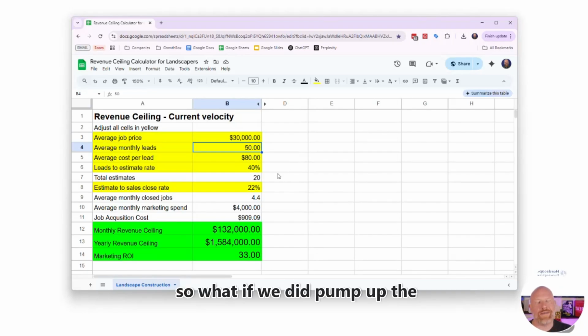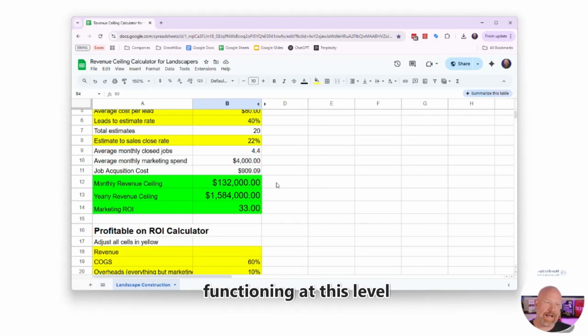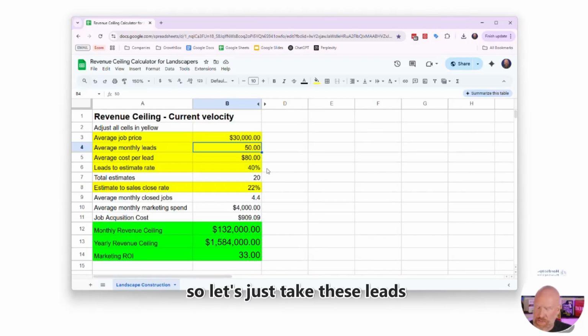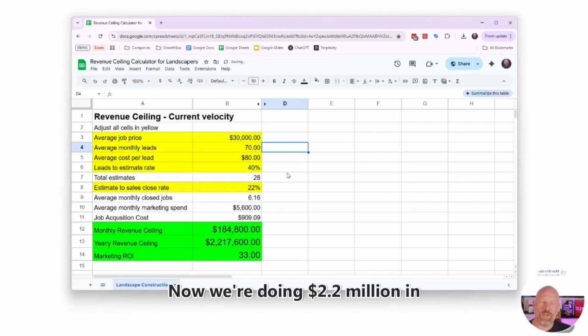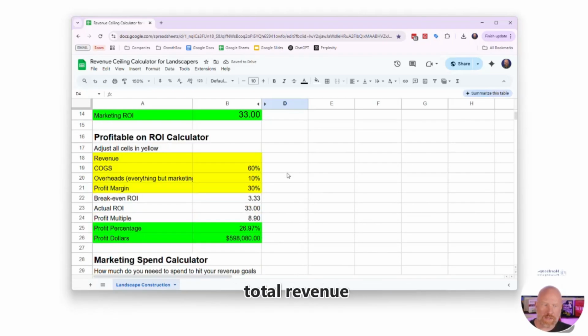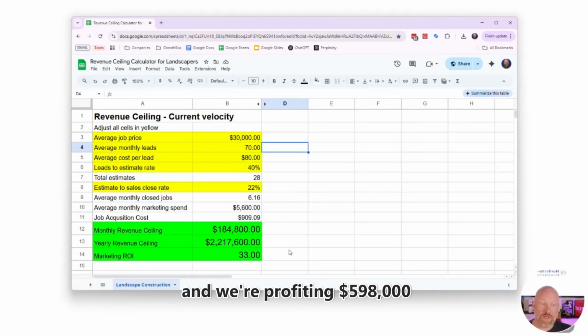Okay, so what if we did pump up the lead volume with a business that's functioning at this level? Let's just take these leads up to 70. Nothing else changes. Now we're doing $2.2 million in total revenue. That's our revenue ceiling, and we're profiting $598,000. Pretty healthy business right here.